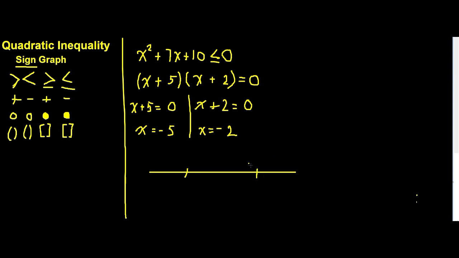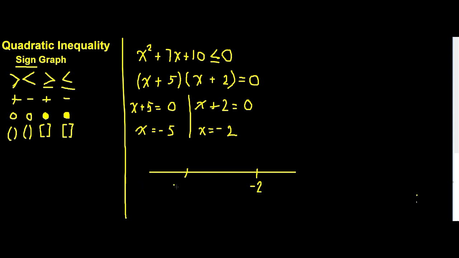For example, asan dyan yung mas malaki, asan dyan yung mas maliit. Since mas malaki ang negative 2 sa negative 5, the bigger number, lagi dapat siyang nasa right side. Dito ang mas malaking number, sa left side lagi ang mas maliit.